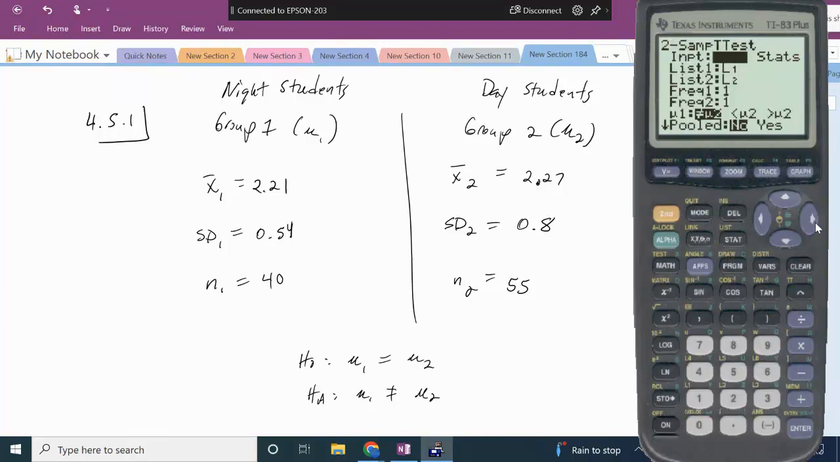All right. So now we're given the statistics. So the data would actually mean we would put in some information for list 1 and list 2, and we would let the calculator calculate these things. But since we're given the statistics, I'm going to hit statistic.